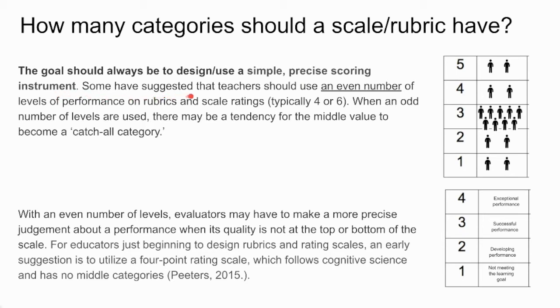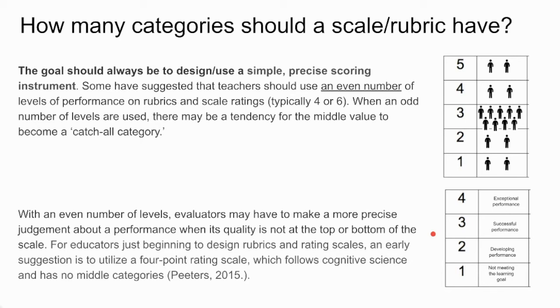Now, some have suggested that teachers should use an even number of levels of performance rubrics and scale ratings, typically something like 4 or 6, because when an odd number of levels are used, there may be a tendency for the middle value to become a catch-all category. So for example, if we took 17 student assignments and evaluated them, we might find that we have a hard time determining whether each performance is poor or strong, and instead place many of them in the middle category, making it more difficult for us and them to know, am I producing quality work or does my work need improvement? That's why it might be wise to use an even-numbered scale.